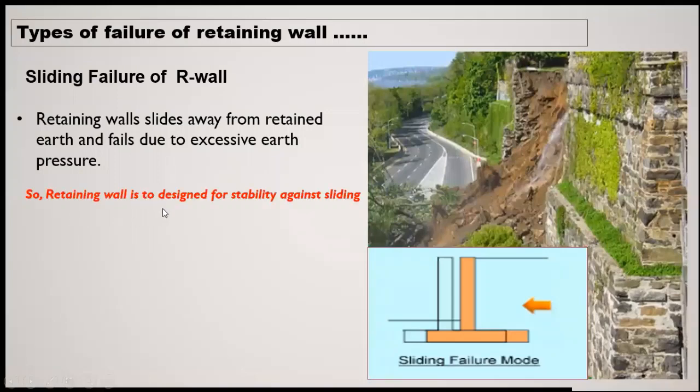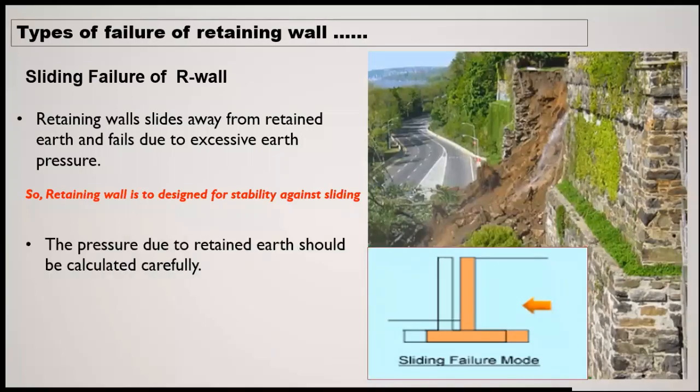So the retaining wall is to be designed for stability against sliding. This is one of the parameters when we design the wall. That means we have to design the wall in such a way that it remains stable against sliding. It should not slide away from the material, otherwise it will fail. So these are the parameters we will consider during the design, to make it stable.